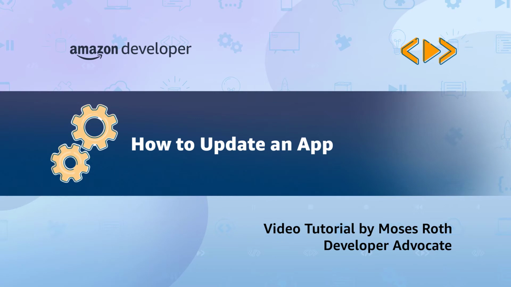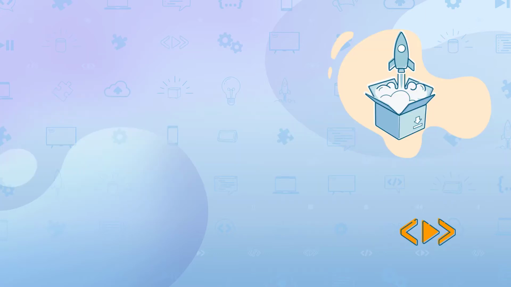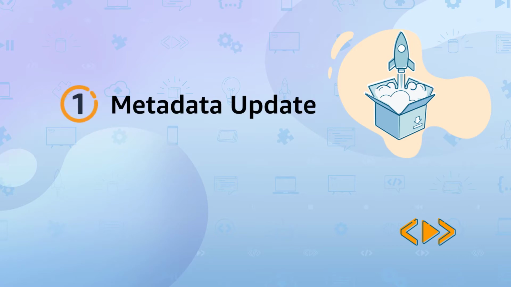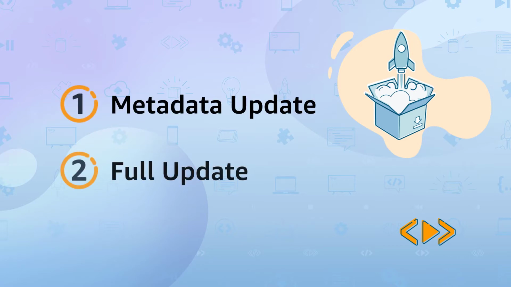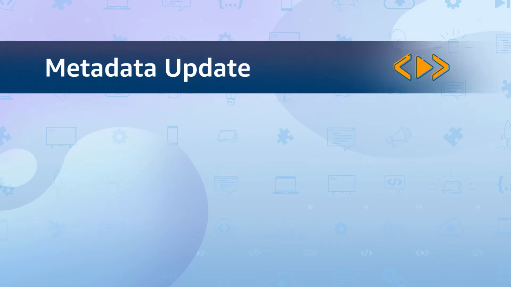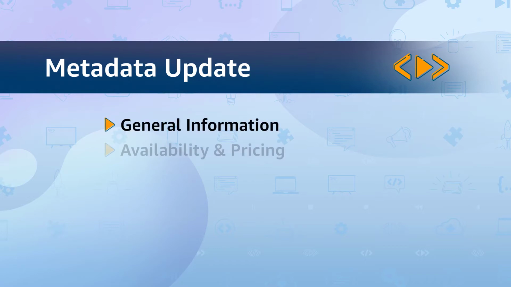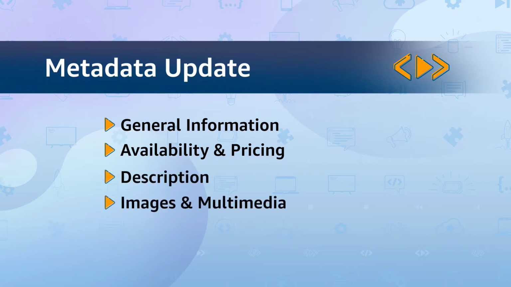I'm Moses, and today we'll be talking about how to submit an update to a live app via the developer portal. There are two kinds of app updates you can do. The first is a metadata update, and the second is a full app update. To start with, we'll go over metadata updates, which you can use to update the general information, the availability and pricing, the description, and the images and multimedia.